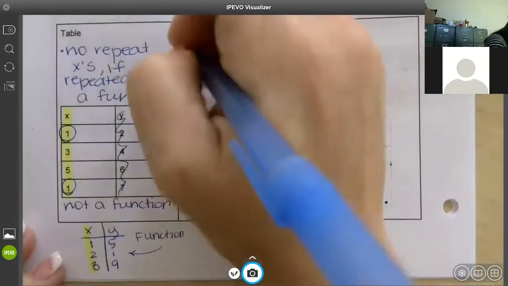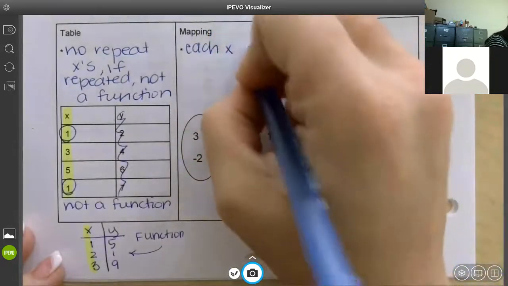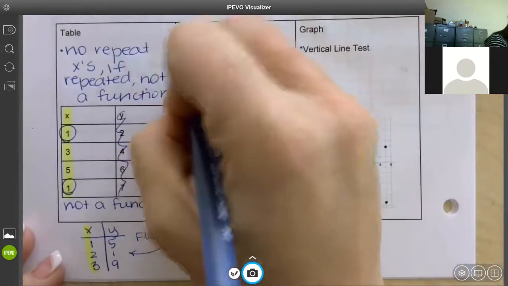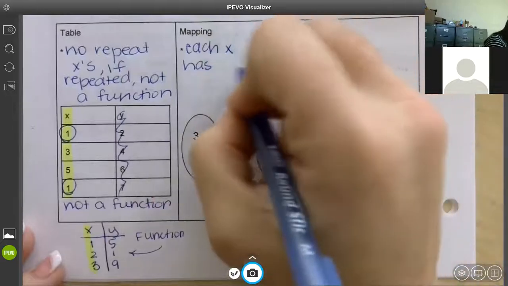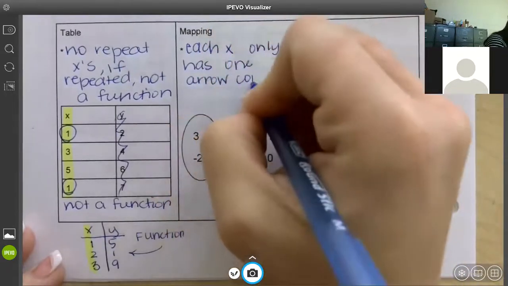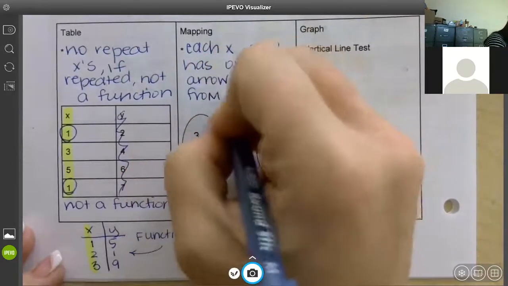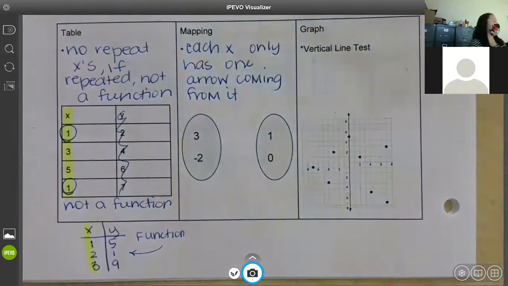All right, so each x only has one arrow coming from it. Now, the mapping is not complete. I'm going to show you what I'm talking about. Again, each x only has one arrow coming from it.